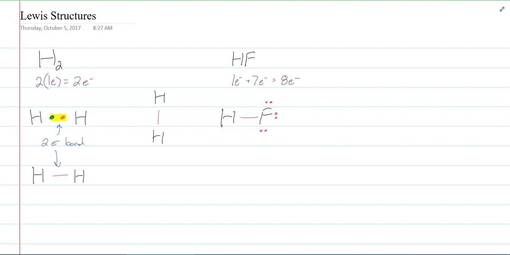So if we look at this, I have 2, 4, 6, 8 there. And we have 2 there. So we are sharing the appropriate amount of electrons for each atom. Happy. Let's try F2.